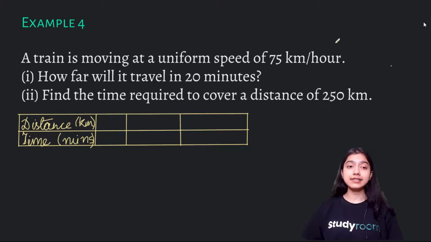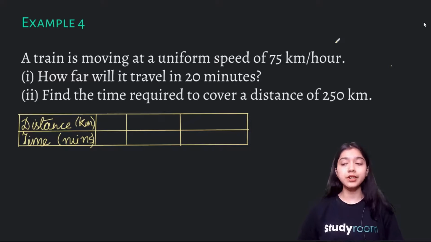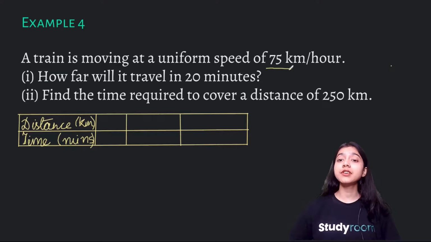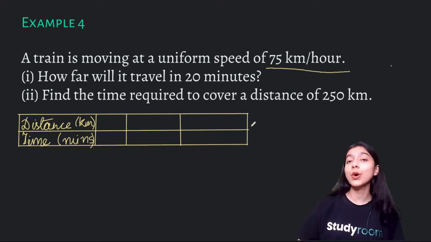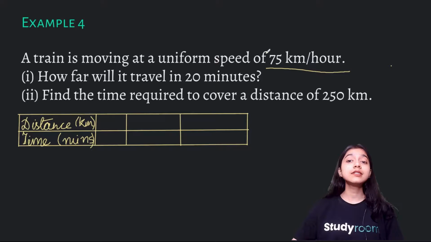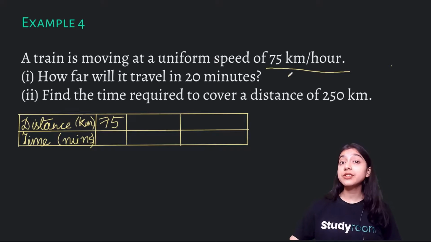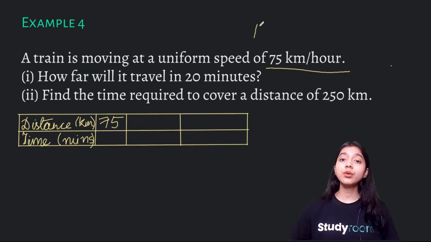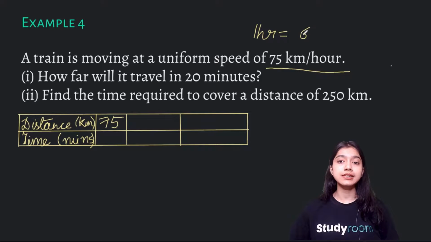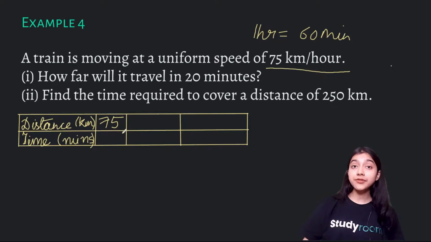The next question we have with us is, a train is moving at a uniform speed of 75 km per hour. So this speed, 75 km per hour, gives us two quantities. One is the distance and another is the time. So the distance over here is in kilometers. So I'll be writing the distance as 75 km, and 75 km can be travelled in 1 hour. Now we know that 1 hour is equal to 60 minutes. Let's convert this hour into minutes. So we can see that 75 km distance is travelled in 60 minutes.